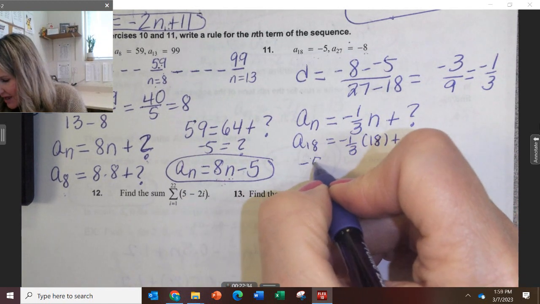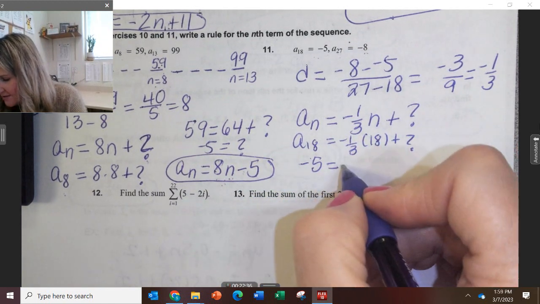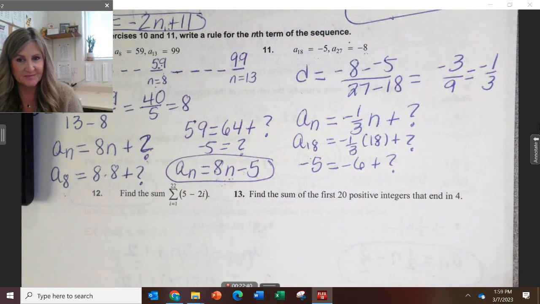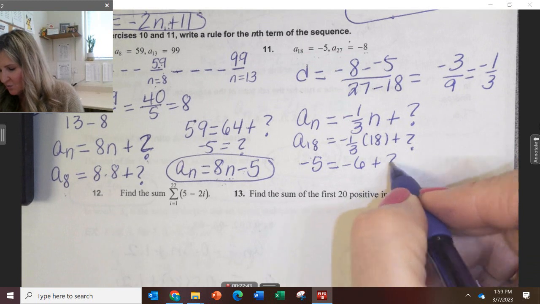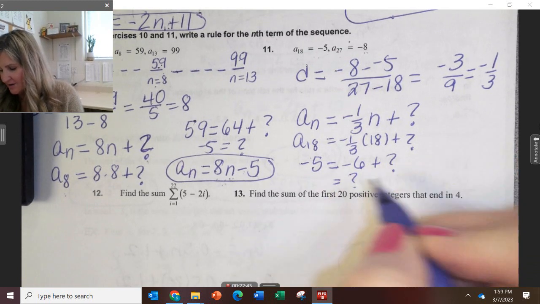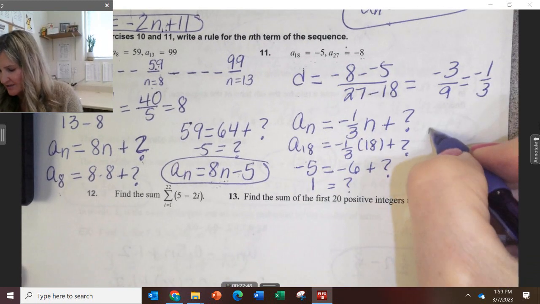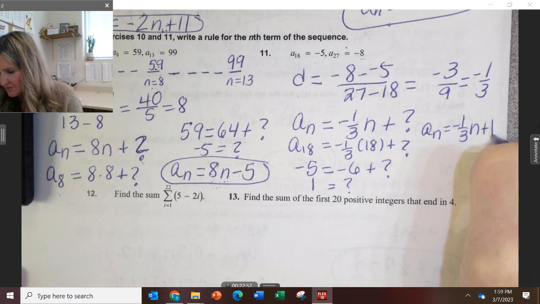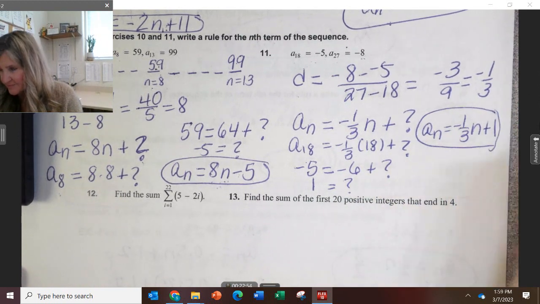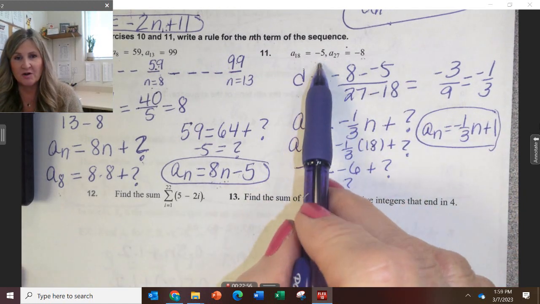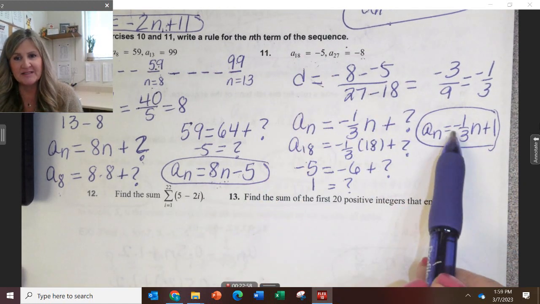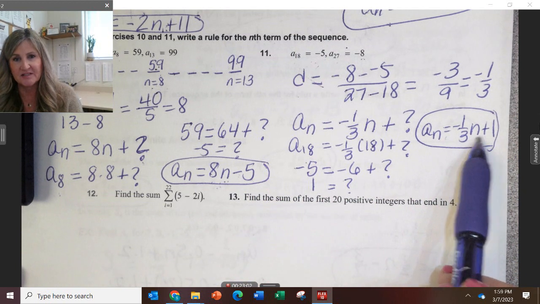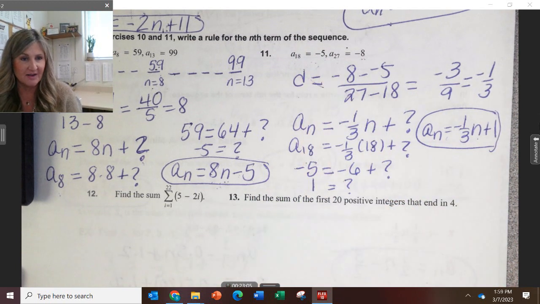So -5 equals -6 plus the question mark. So what is that missing value right there? 1. And so now it's going to be A sub n equals -1/3 n plus 1. Check it out, make sure it works. If I plug in 18, -1/3 times 18 is going to be -6, plus 1 is -5.